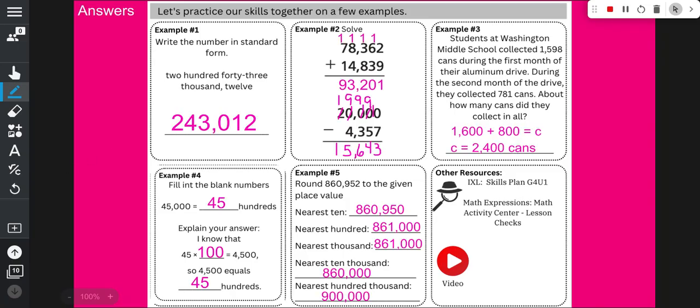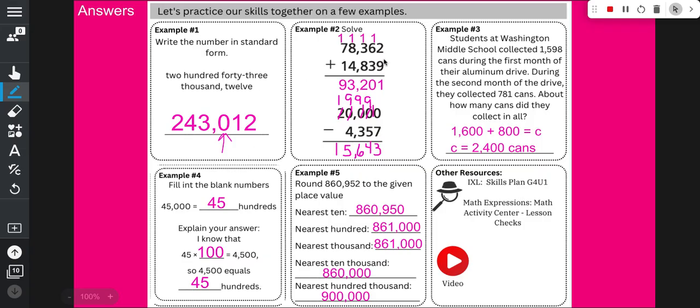Welcome back. Let's check the answer. Write the number in standard form. 243. So 243 and then 1,000, and I see a comma, so I need a comma. And then it says 12. 12 is the tens and ones digit. So I don't actually have any digits in my hundreds place. So I need a placeholder. So I'm going to place a 0 there.